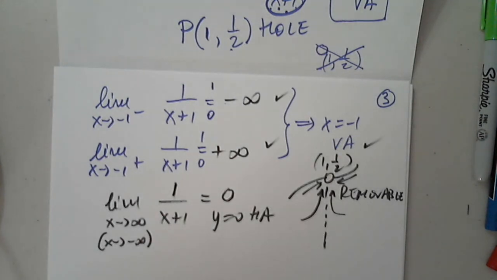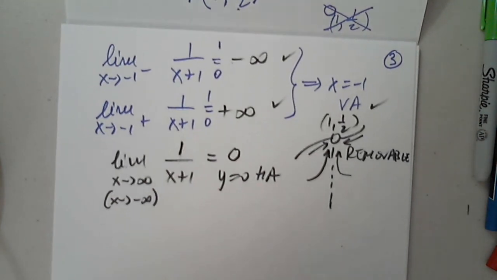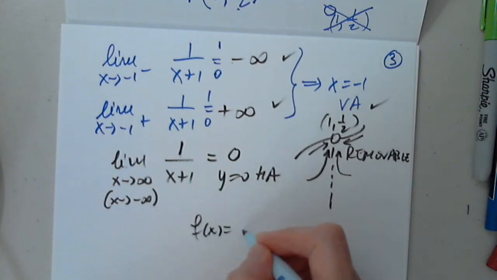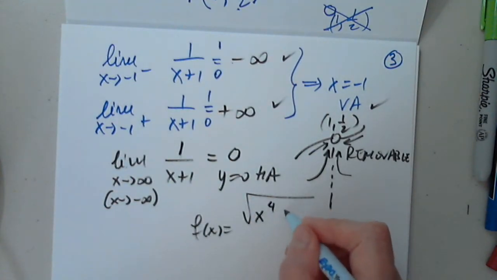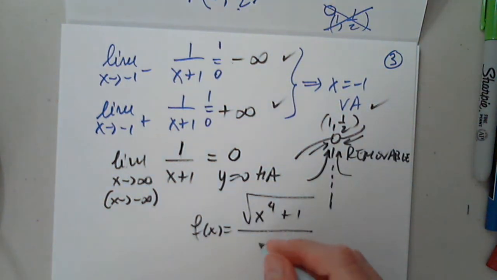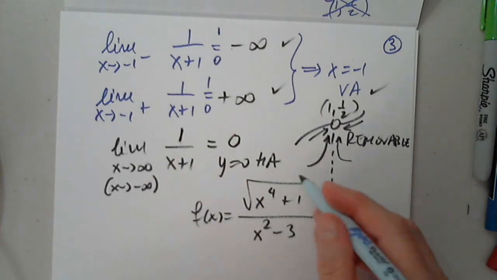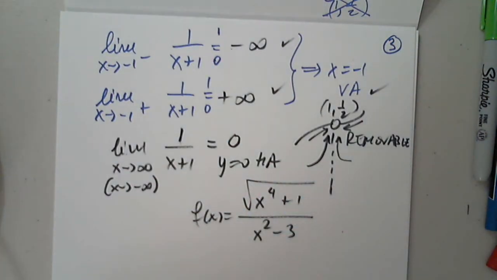Good. Anything else? What will the function look like if you need to check negative infinity? So something like f of x is the square root of x to the fourth plus 1 over x squared minus 3. This is not a pure rational function. X approaches infinity and x approaches negative infinity will give different answers.